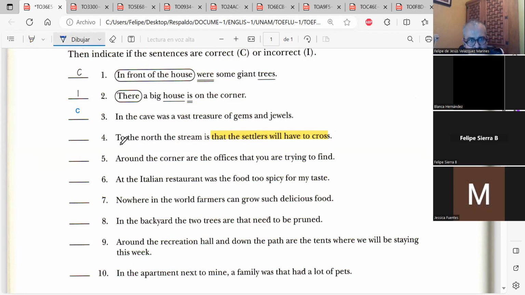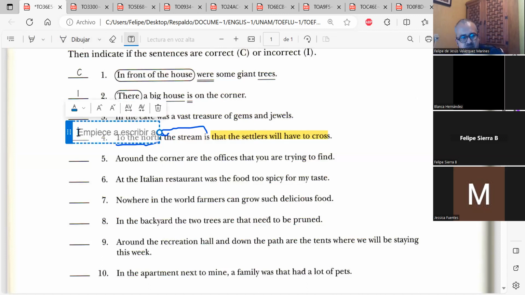So to the north is the stream. To the north is the stream that the settlers will have to cross. Okay, so this is incorrect. So Jesse, let's continue to the next one.